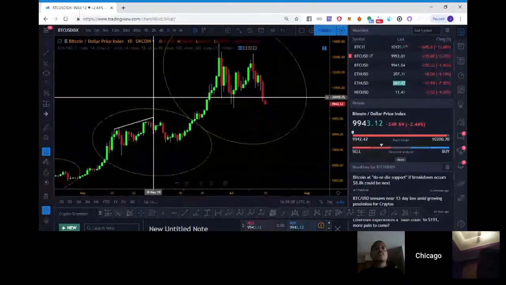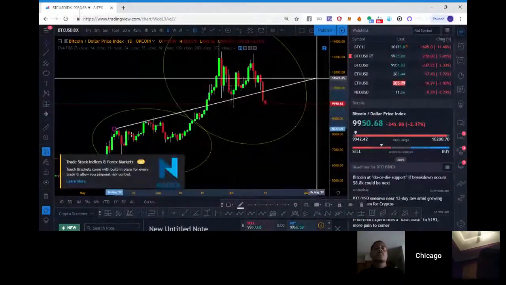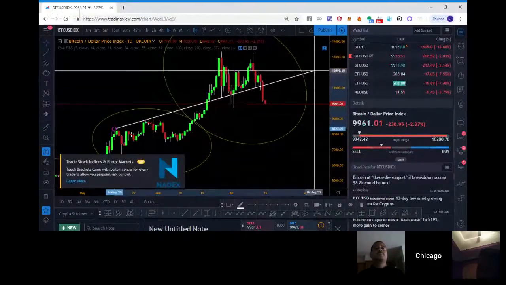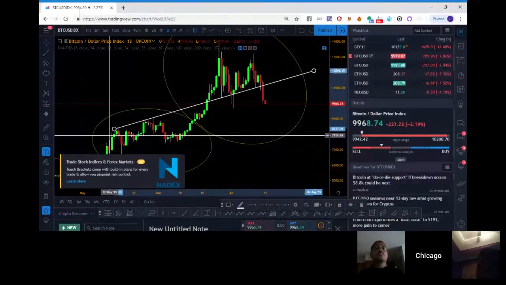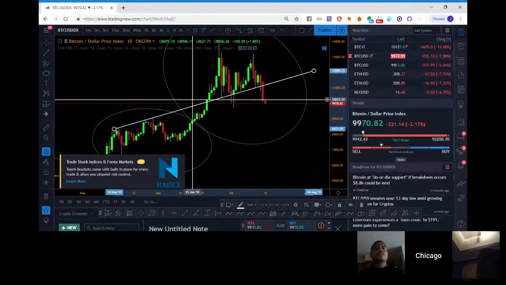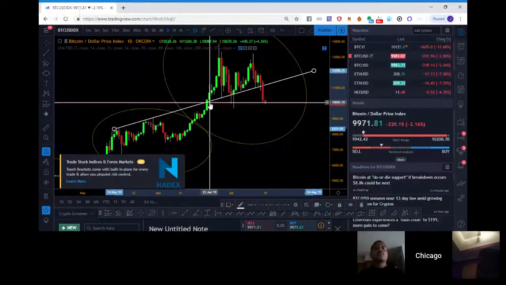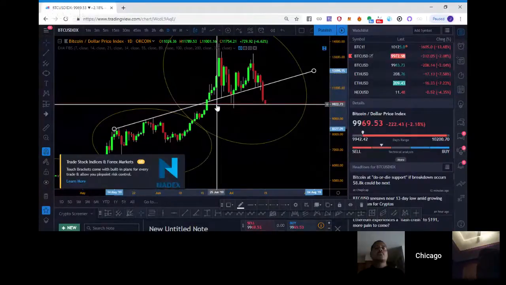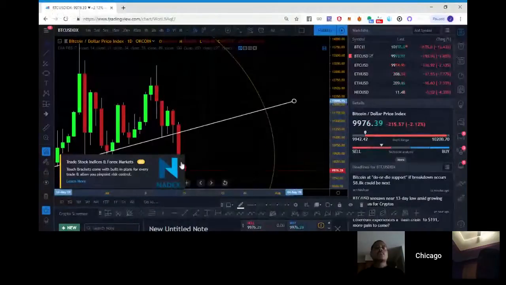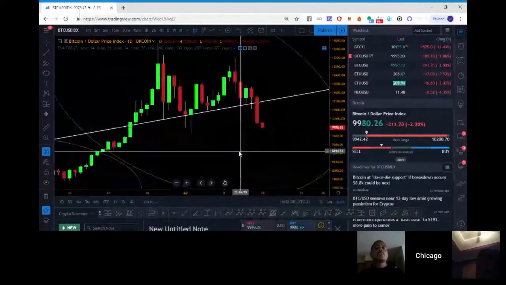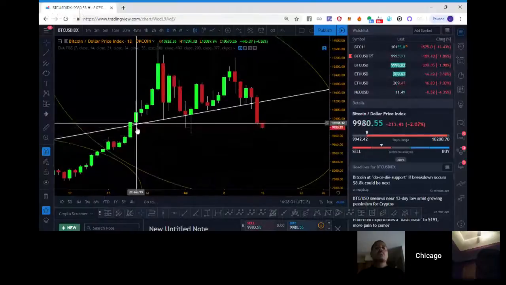Let's see. So clean like that, right? Resistance, resistance. Look what happened when we broke it. This is your first retest right here. Let me know if y'all see that. Let me open this up a little bit. So you see this retest right here?